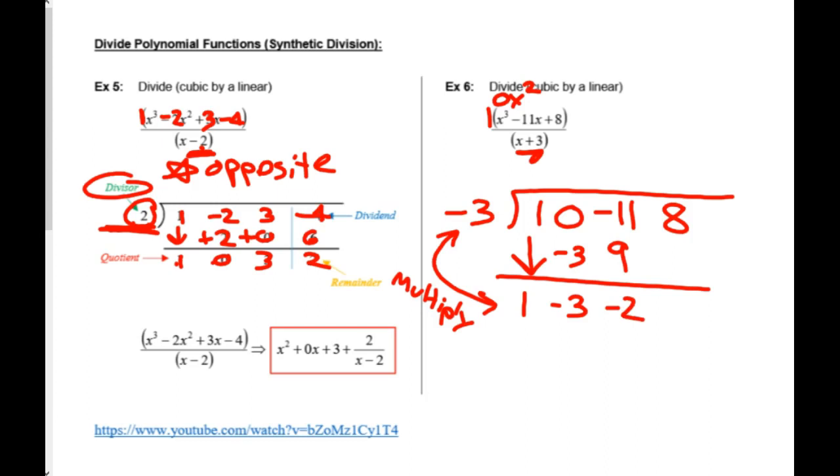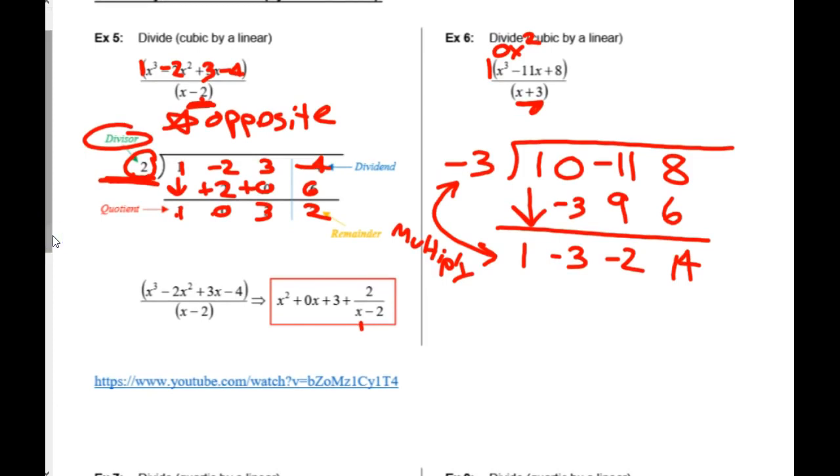And then once again, we're going to multiply. Negative 2 times negative 3 is 6. Okay. And then 8 plus 6 is 14. Cool. So now those numbers are going to help us get our answer. Those are the coefficients of all of our answers. Okay.